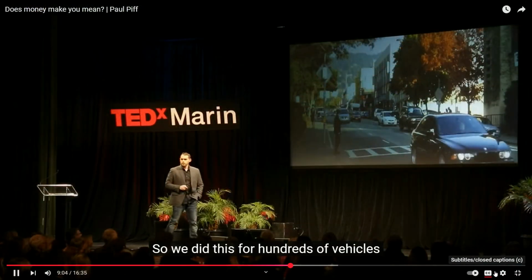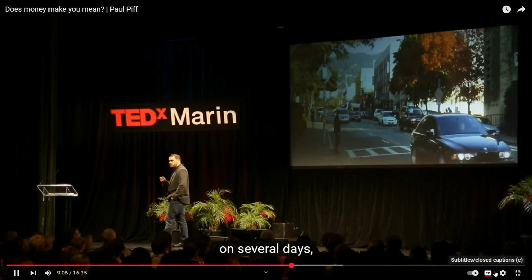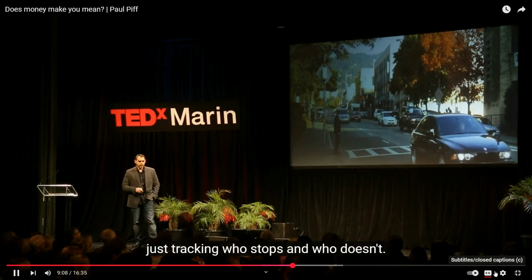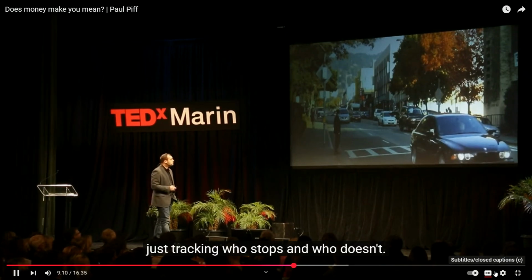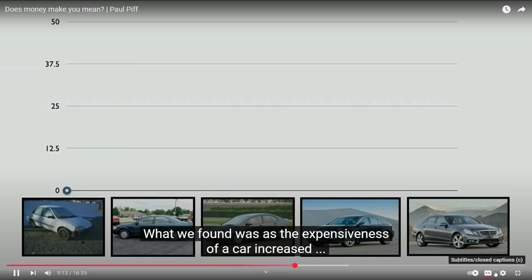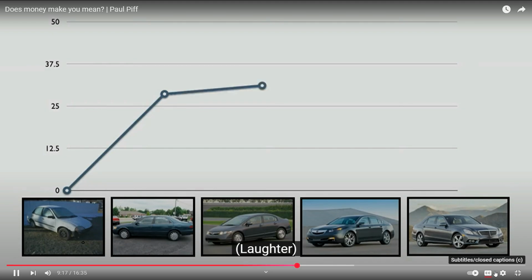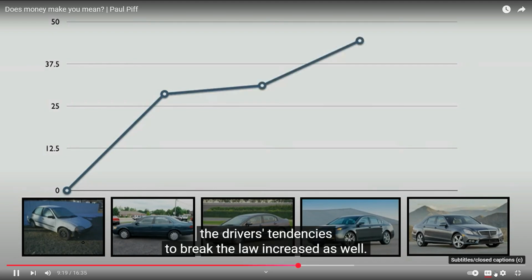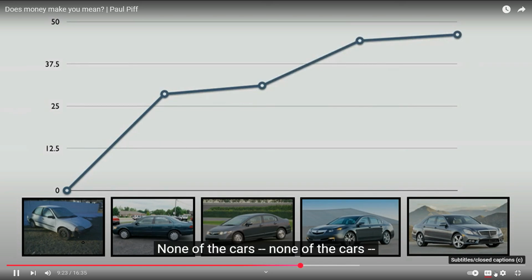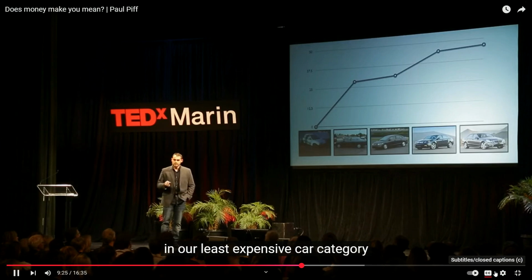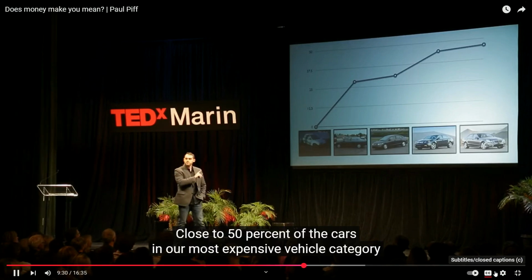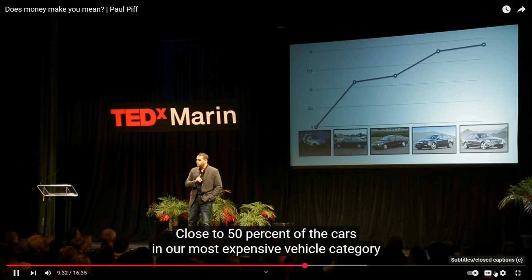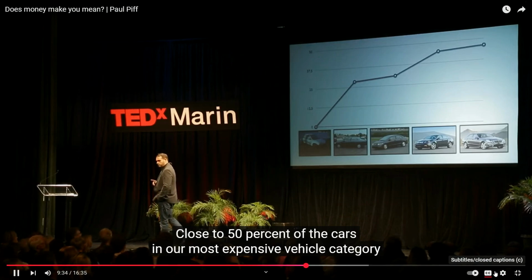So we did this for hundreds of vehicles on several days, just tracking who stops and who doesn't. What we found was that as the expensiveness of a car increased, the driver's tendencies to break the law increased as well. None of the cars in our least expensive car category broke the law. Close to 50% of the cars in our most expensive vehicle category broke the law.